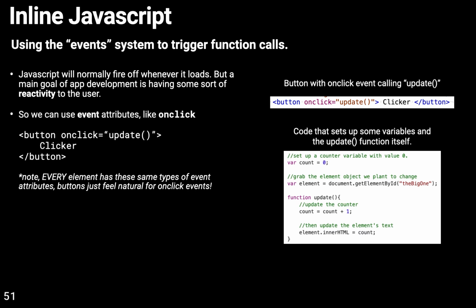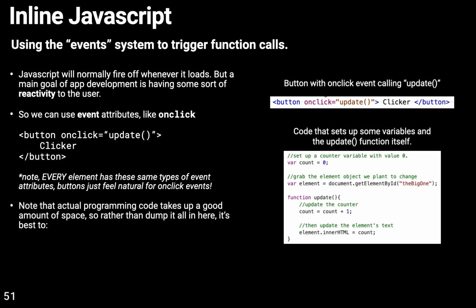So we can use the event attributes like onClick. So here's a button. Its onClick is set to the function update. You can tell it's a function because it has the parens. And then we define the word clicker, so the button will say the word clicker on it. Note that every element has these same types of events. It's just buttons are nice. They look and feel nice when you use them.